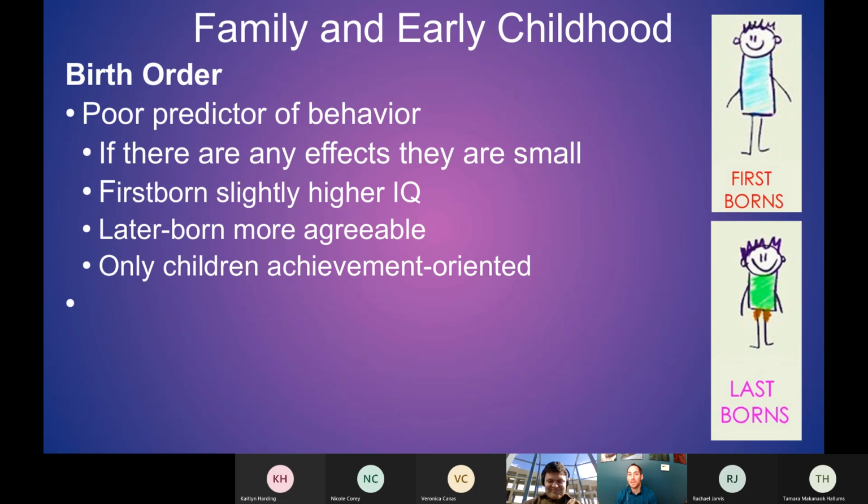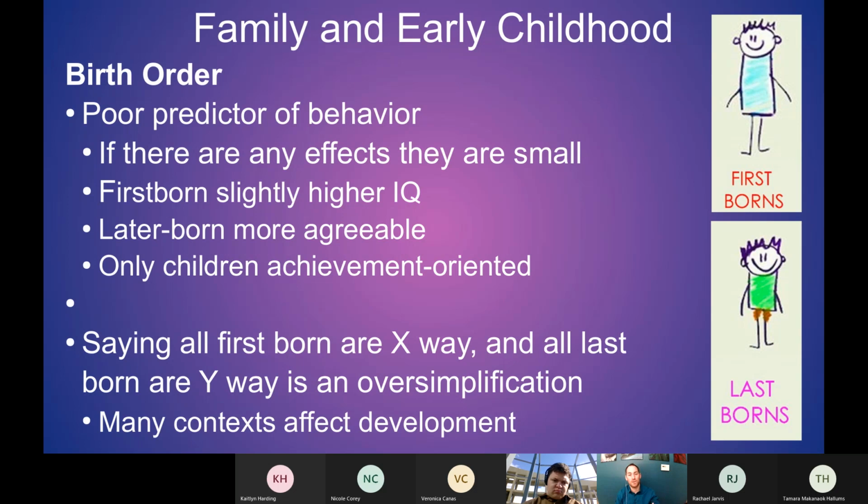But later born children tend to be a little more agreeable. Only children tend to be more achievement oriented. But a lot of the generalizations you might hear, that firstborn children are always this way and lastborn children are always this way, are all really big oversimplifications. There are a lot of contexts that affect development beyond just the order you were born in. If you had authoritative parents versus authoritarian parents versus permissive, that's going to be a bigger variable. Your own temperament is going to have a bigger effect on your development than your birth order.